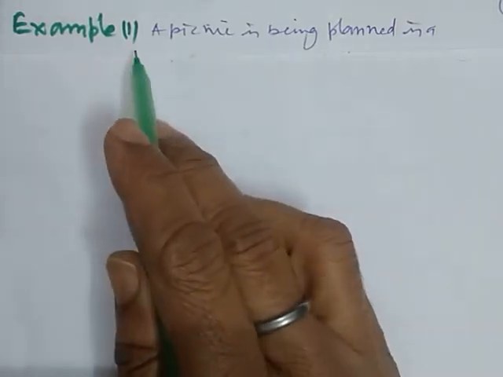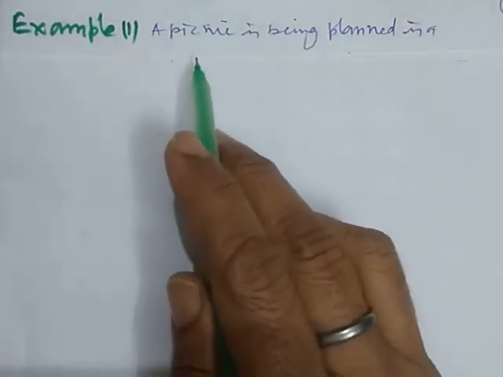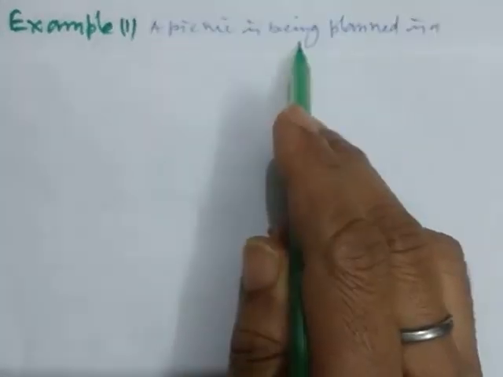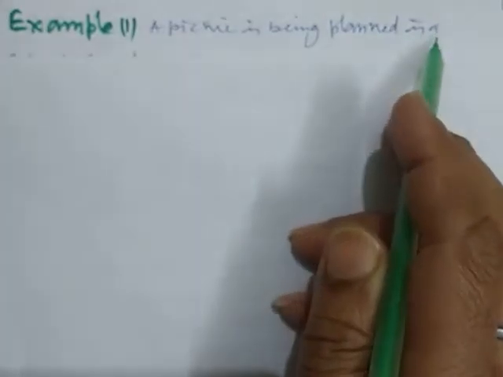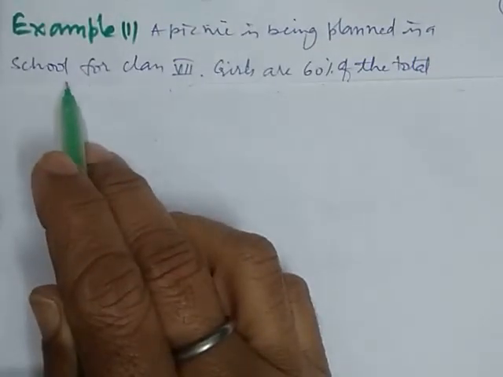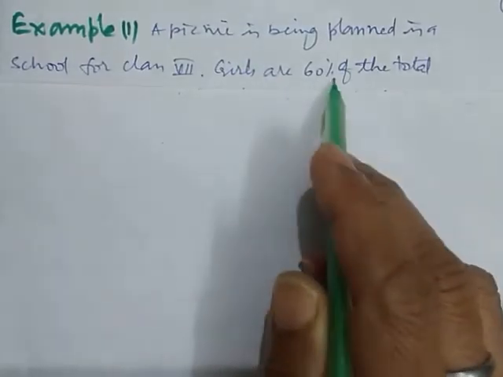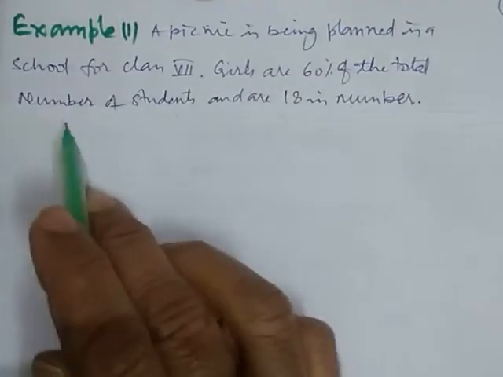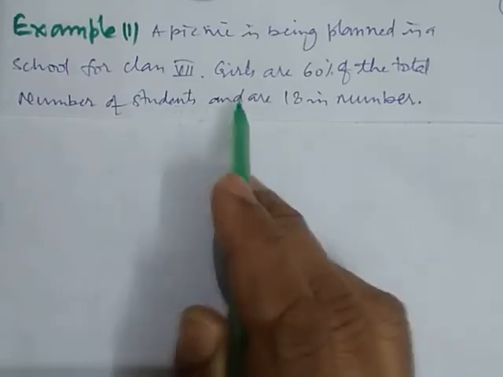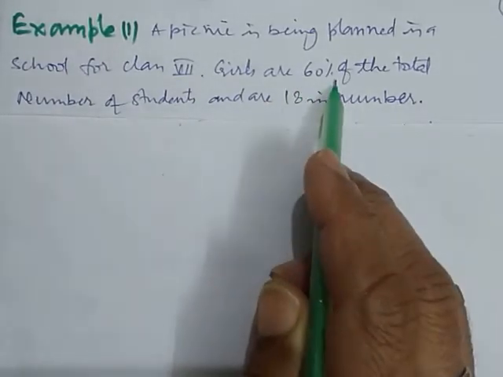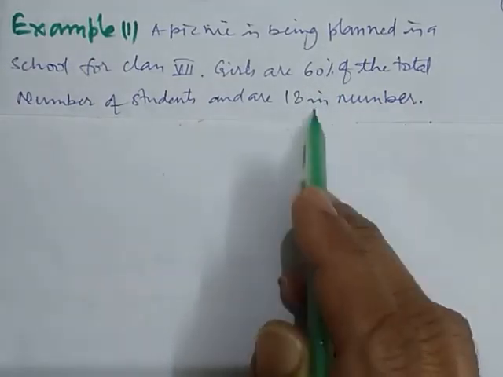Example 1. A picnic is being planned in a school for class 7th. Girls are 60% of the total number of students and are 18 in number. Okay, this is the percentage of girls and this is the number of girls.